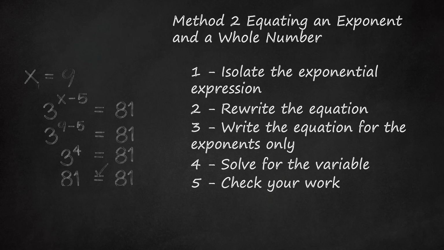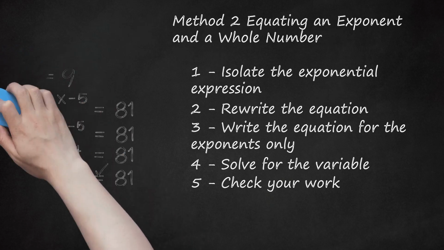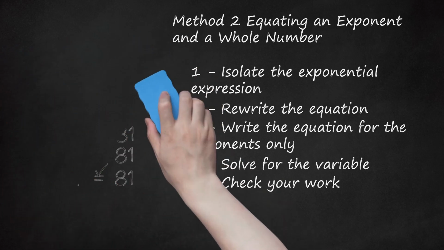For example, if you found that x equals 9, you would plug in 9 for x in the original equation and simplify. 3^(x-5) = 81, 3^(9-5) = 81, 3^4 = 81, 81 = 81. 81 is equal to 81.